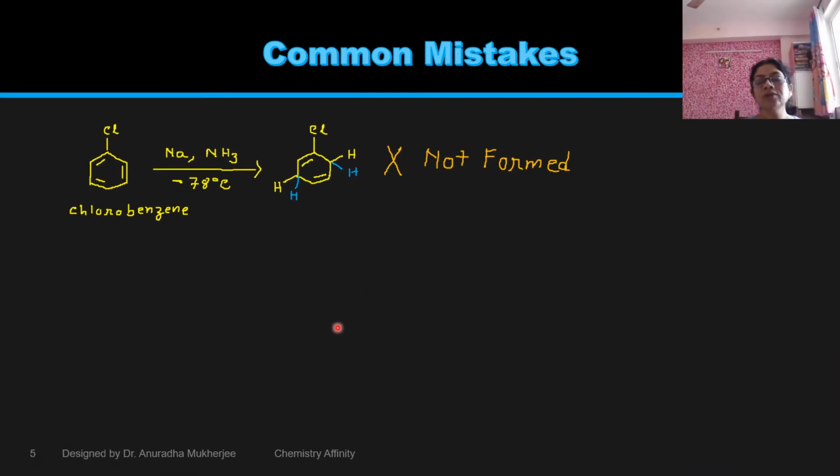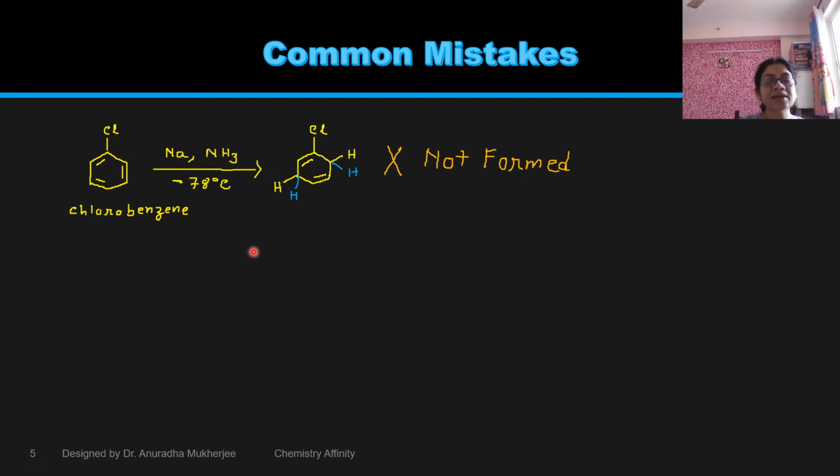Now here I am going to discuss a common mistake. If we take chlorobenzene and the reagents sodium and ammonia, with the same low temperature maintained, here we will not get the Birch reduction product, because if you notice the reactants carefully, you can see we are not using alcohol.